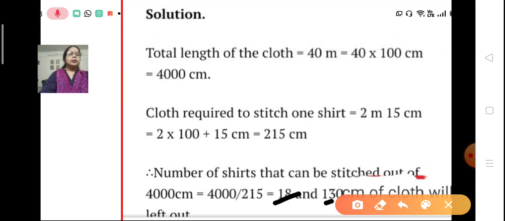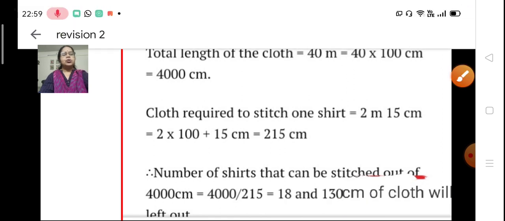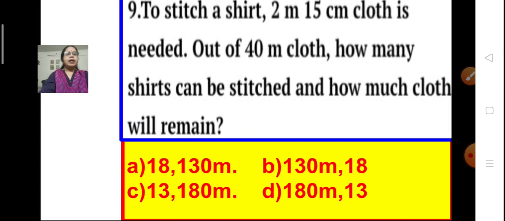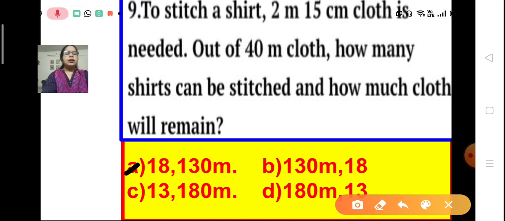That means the number of shirts will be 18 and the remainder, that is the cloth that will remain after stitching 18 shirts. So, the number of shirts is 18 and the cloth that is remaining will be 130 centimeters. So, 18 and 130 centimeters will be the right answer. Okay. So, here we have option A, 18 and 130, it should be centimeters.